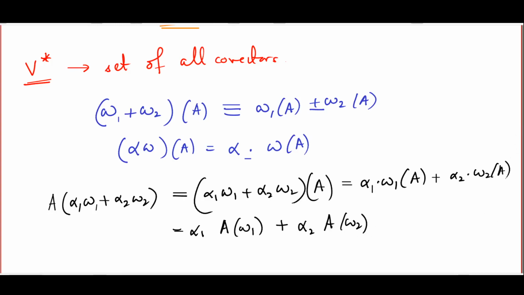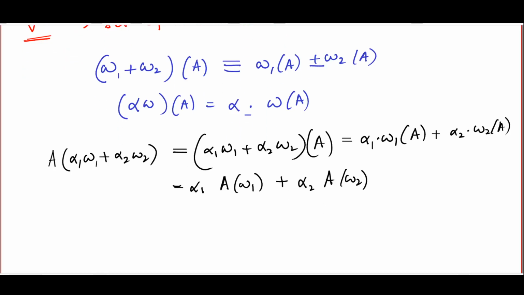And now you notice that what we are saying here is A acts on a linear combination alpha 1 omega 1 plus alpha 2 omega 2 to produce a linear combination of the results, alpha 1 times A acting on omega 1 plus alpha 2 times A acting on omega 2. So just like a covector can be thought of as a linear map acting on vectors, in fact that is how covectors are defined in the first place, a vector is a linear map that acts on covectors.